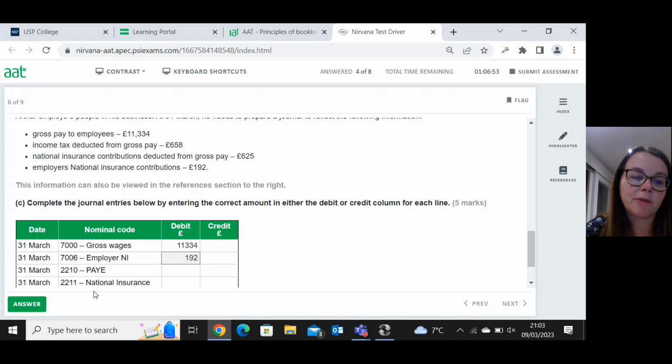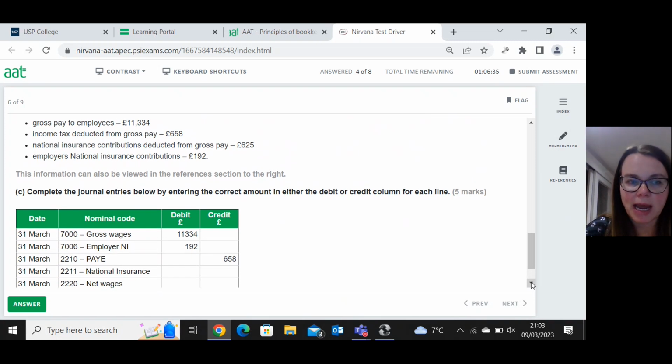PAYE is another, stands for pay as you earn. So that's the income tax, and we owe that to HMRC. So it's a liability. We've taken it off of our worker and we owe it to HMRC as a liability. So it goes in there. National insurance we also owe to HMRC. So this will be both of the national insurance figures added together. So 625 and 192 gives us 817.